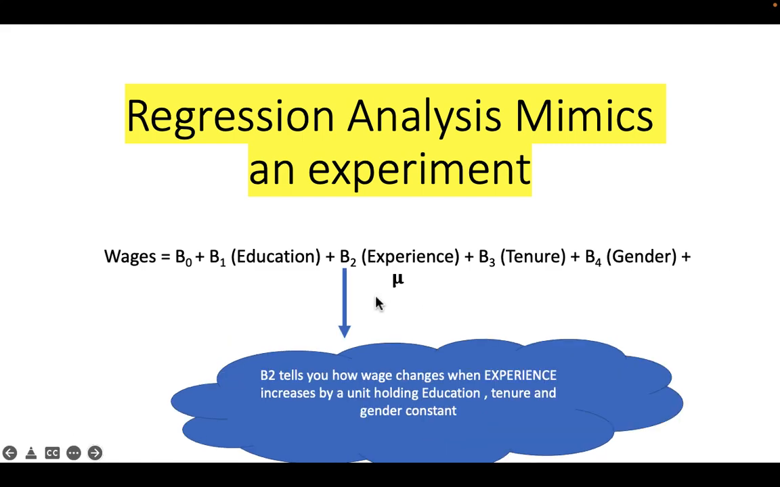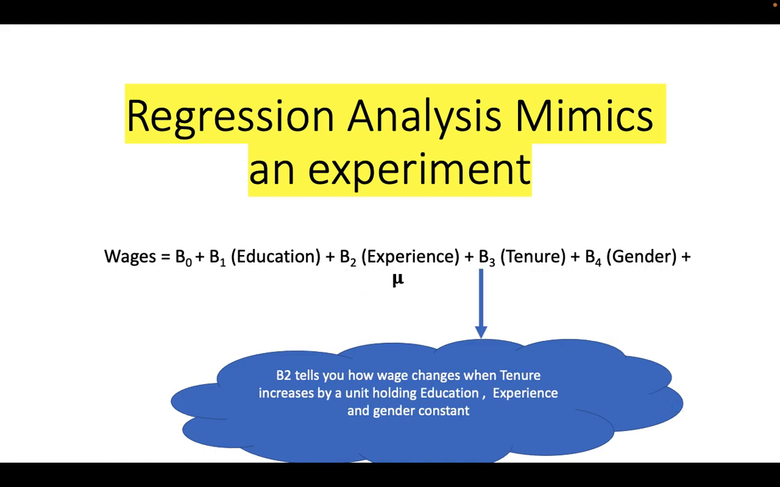Similarly, beta 2 tells you how wages change when experience increases by a unit, holding all the other three factors constant. So what's happening over here is that these betas take out the effect of the other betas and only tell you the effect of a change in their parameter on wages, assuming the other parameters are held constant.